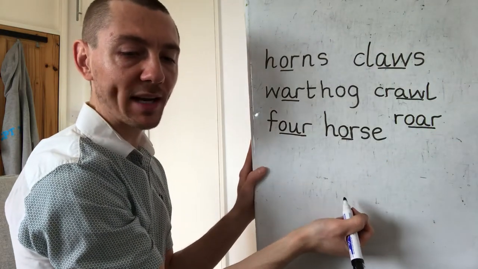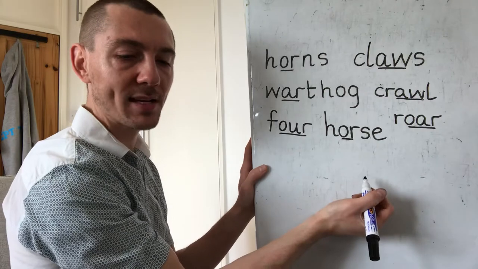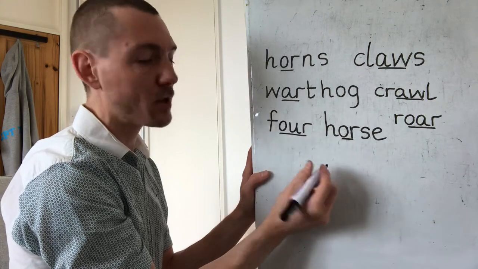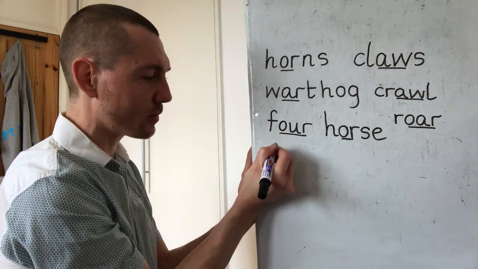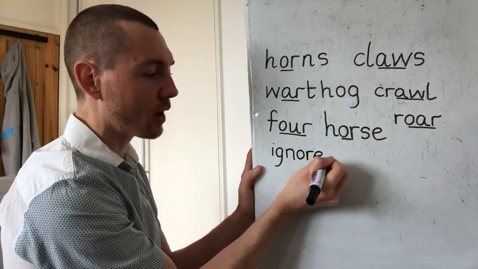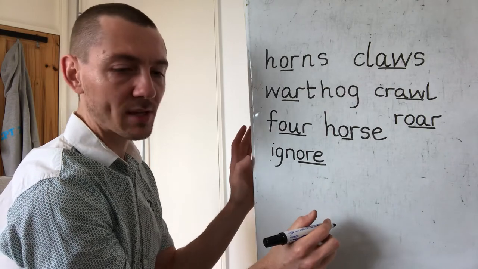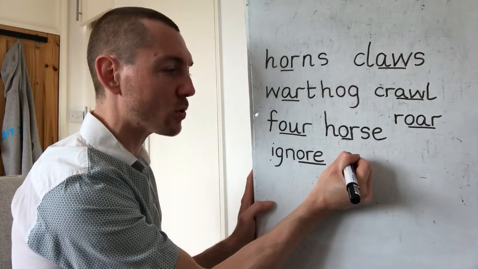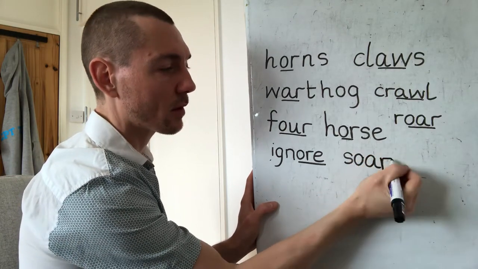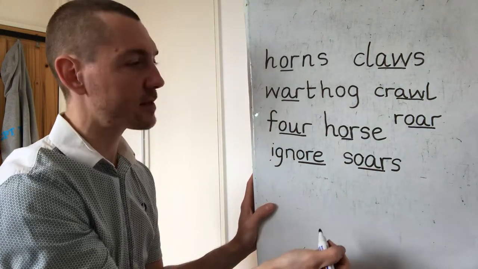As I am quiet and graceful, but you cannot ignore me as my head soars above the grass of the savannah. So we have a couple of words there, but you cannot ignore, two syllables, ig, ignore, O-R-E spelling of or in ignore. But you cannot ignore me as my head soars. Soar. Soars above the grass of the savannah.